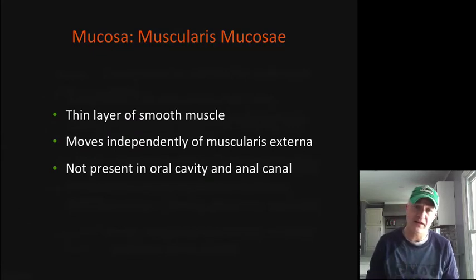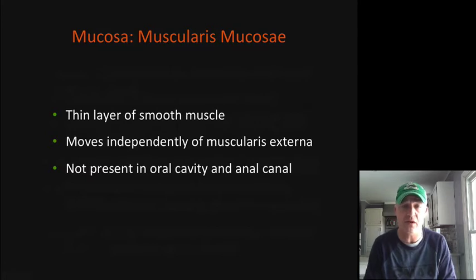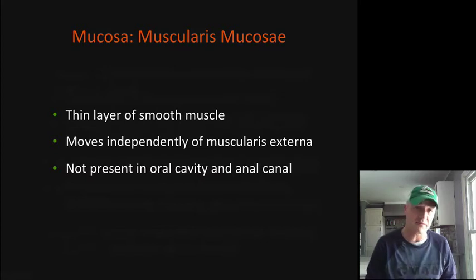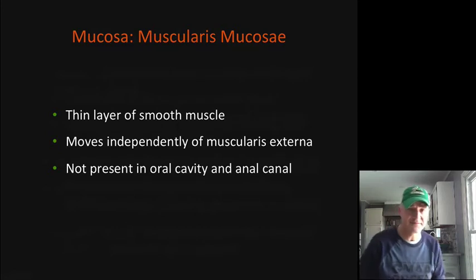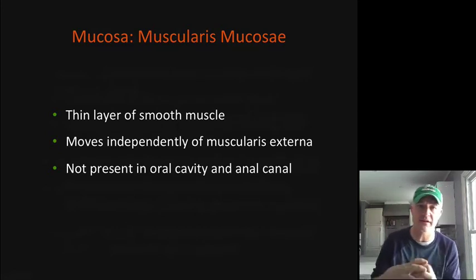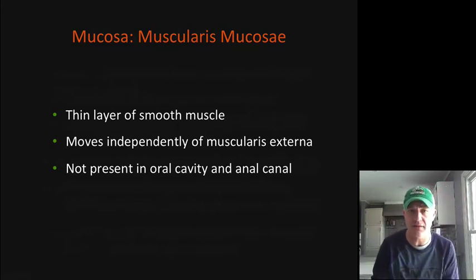And then we have a thin layer of smooth muscle as part of the bottom part of that mucosa called the muscularis mucosae. Again, this is not part of that muscularis externa. It's not present in the mouth, it's not present in the anus, but through the rest of the canal it is. And again, it just lets that lumen area have a little bit of ability to tension the muscle, open it up, relax it, constrict it a little bit.